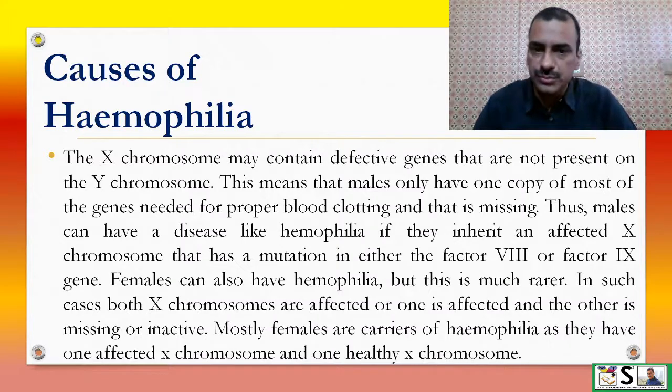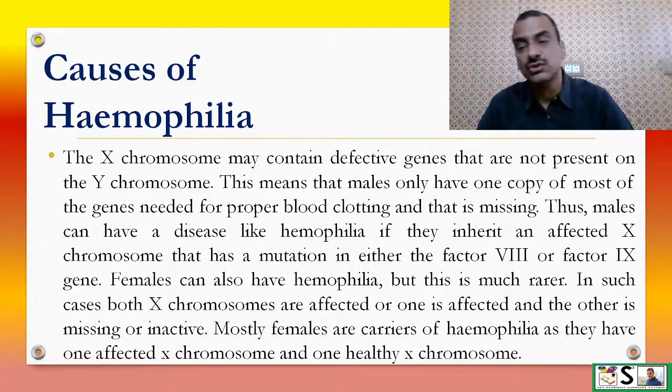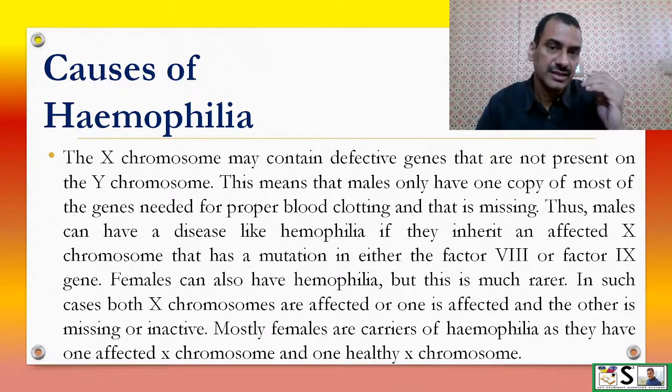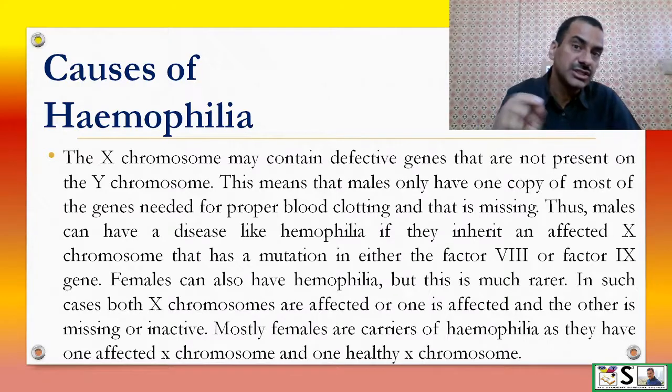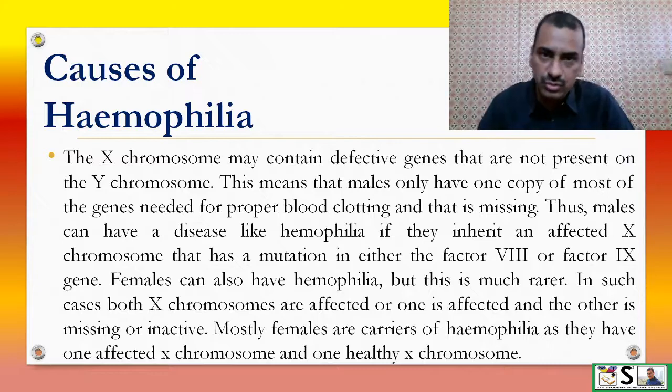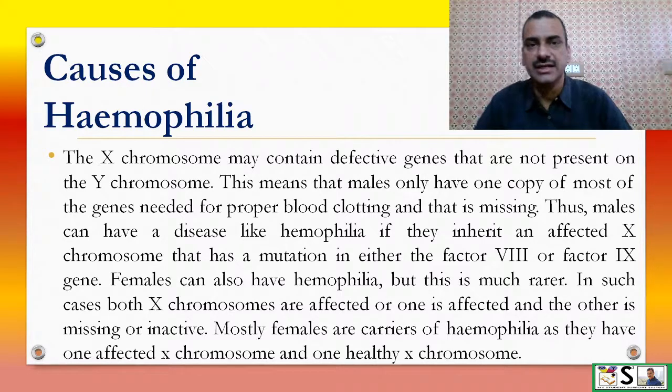The X chromosome may contain a defective gene, and that is not present on the Y chromosome. So the clotting factors which are formed, this information is only on the X chromosome. So if it is missing, then the client will be hemophilic. Thus the males have the disease, hemophilia.